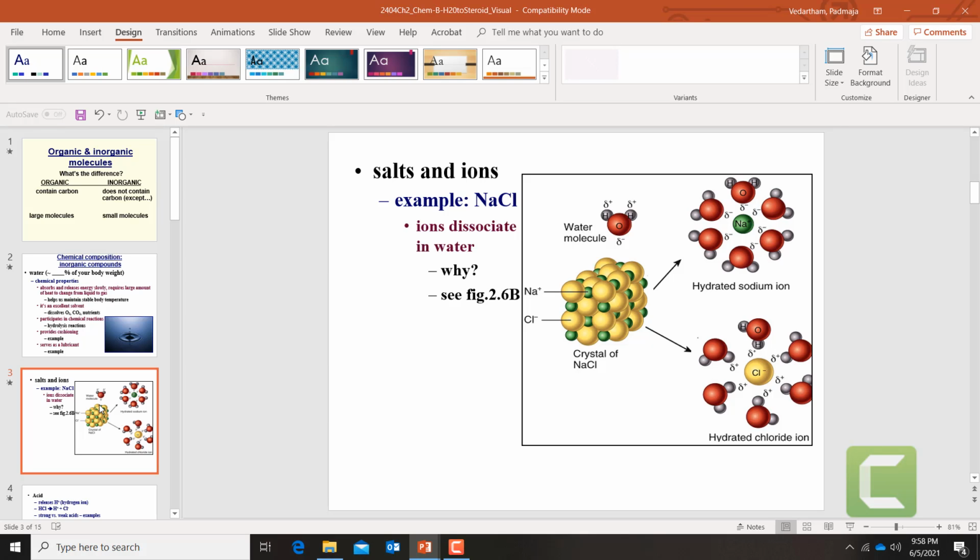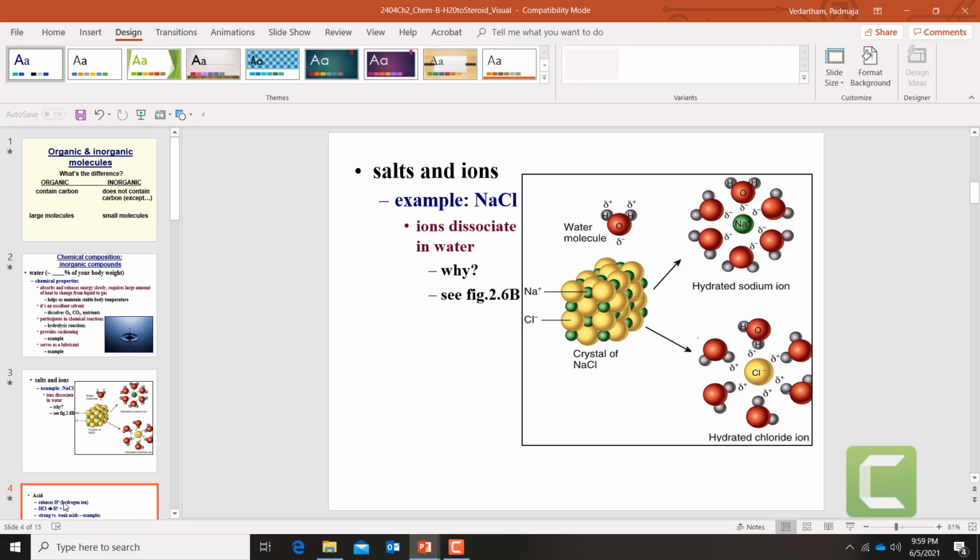Another compound that we are going to talk about are salts, electrolytes. Salts like sodium chloride are a very important component of the body, of the liquids in the body like blood. Sodium chloride, when it dissociates, completely dissolves in water. When it dissolves, it forms sodium plus and chloride minus. These are called ions. These are charged particles.